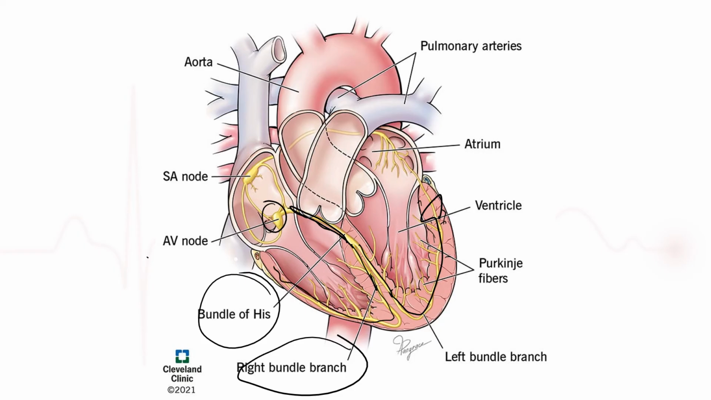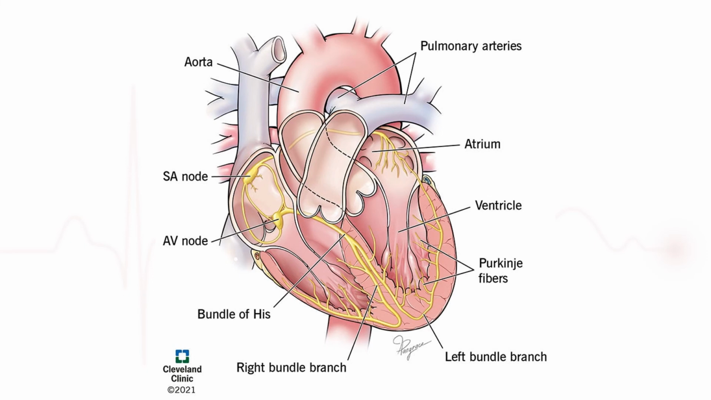There are some differences between the bundle of His, bundle branches, and Purkinje fibers that you might discuss in a really advanced cardiovascular physiology course, but not something that we're going to do. Functionally, they're incredibly similar. Okay, but that leads into the whole conversation about, well, what's the whole conduction system?